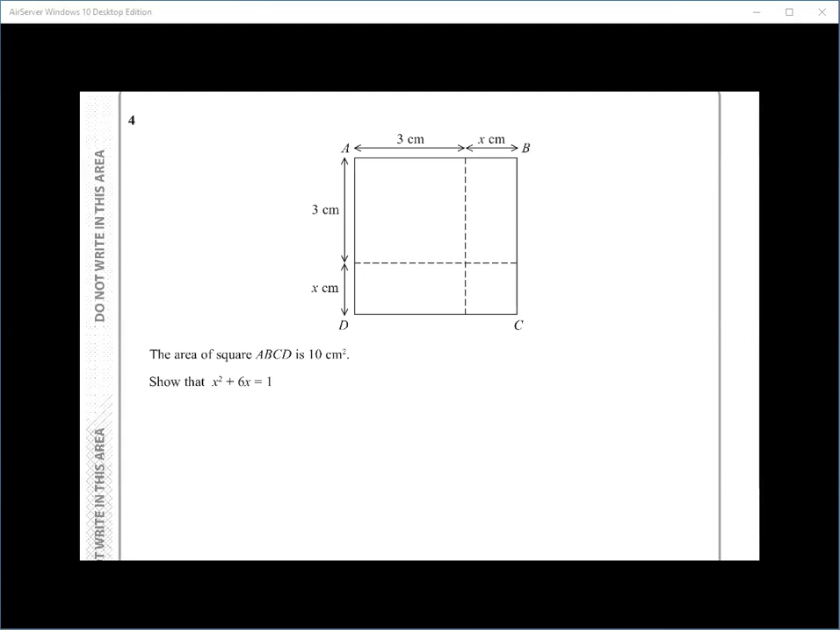Okay, I think the next one's got Eliza's name written all over it. Please come and join me. Question number 4. Let's do this question. Read the question: the area of the square ABCD is 10 centimeters squared. Show that x squared add 6x equals 1. So how many key words or terms are there in this question? The key ones: area, square, 10 centimeters squared, and show that.